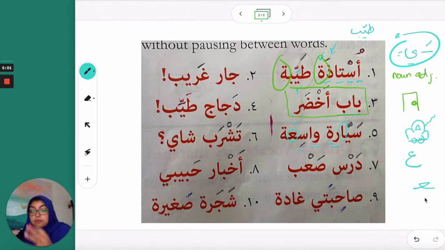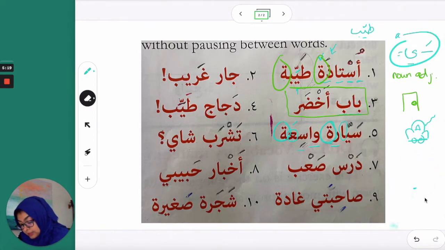واسعة. واسعة means wide. It can also mean spacious. So a wide or a spacious car. سيارة واسعة. And notice same thing here. Both are feminine. Because سيارة is feminine, its adjective is also feminine. Okay, let's look at the next one.